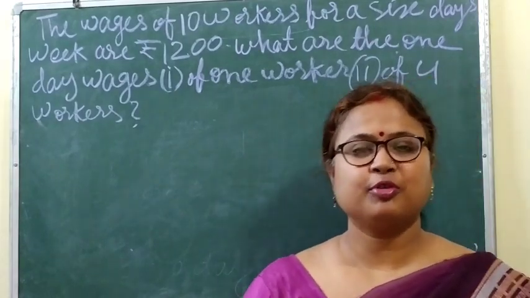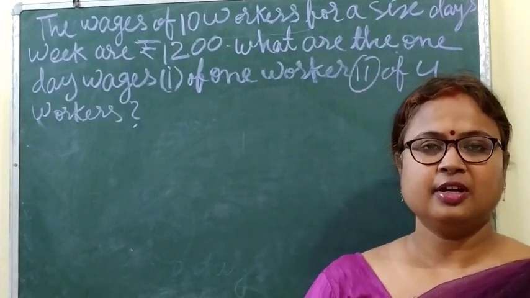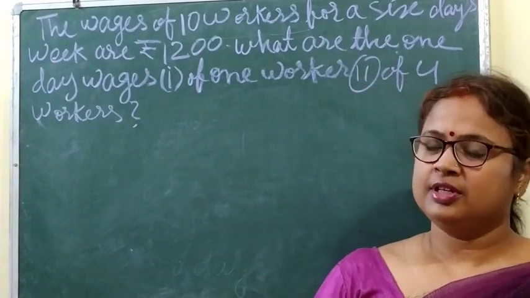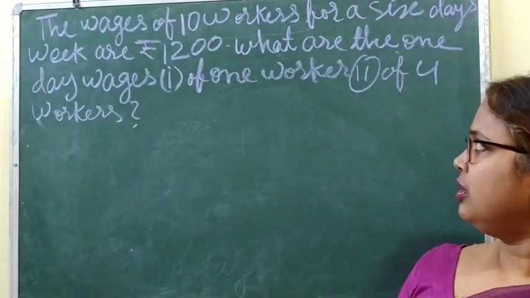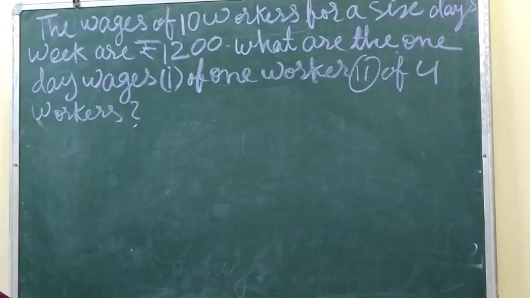In this video, I am going to solve some more questions based on the unitary method. Clear? So let's start. Question number 1. The wages of 100 workers for a 6 days week are rupees 1200. What are the 1 day wages?